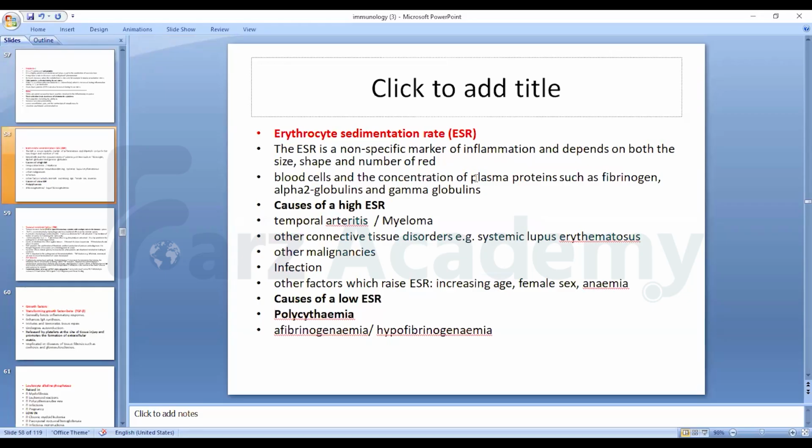Coming to ESR. ESR is a non-specific marker of inflammation and it depends upon the size, shape and number of red blood cells and the concentration of plasma proteins such as fibrinogen, alpha-2 globulin and gamma globulins. So what are the causes of high ESR? Temporal arteritis, myeloma, very important from an exam point of view. Other connective tissue disorders such as SLE, malignancies, infections. Other factors which cause raised ESR are increasing age, female sex, anemia. So what causes low ESR? Polycythemia, afibrinogenemia and hypofibrinogenemia.